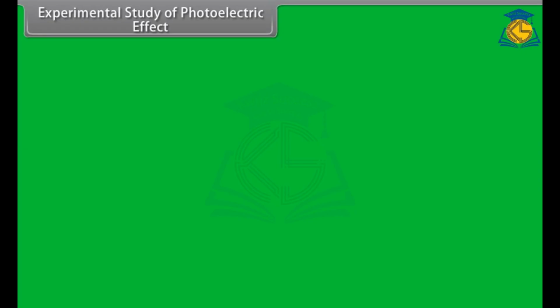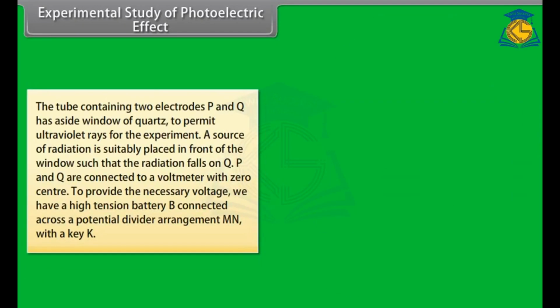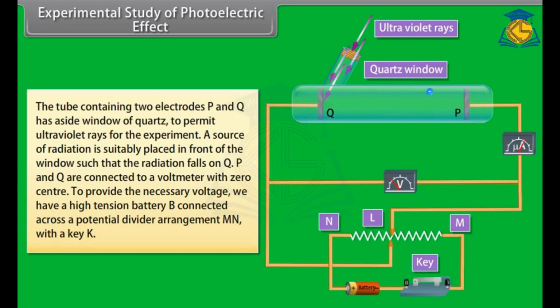Experimental study of photoelectric effect, apparatus and circuit. The tube containing two electrodes, P and Q, has a side window of quartz to permit ultraviolet rays for the experiment. A source of radiation is suitably placed in front of the window such that the radiation falls on Q. P and Q are connected to a voltmeter with zero center.